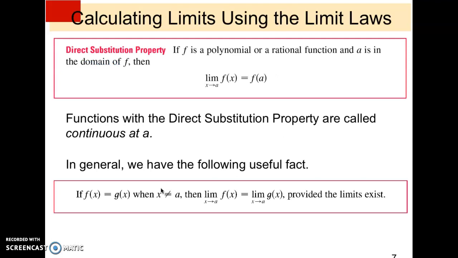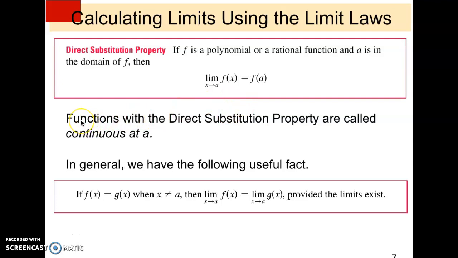It says that if f is a polynomial or a rational function and a is in the domain of the function, then the value of the limit is simply equal to the value of the function at that point. In other words, if I have a polynomial or a rational function where this number is in the domain, then I can just do a substitution right into the function and it will give me the value of the limit, because the value of the limit and the value of the function will be equal to each other.